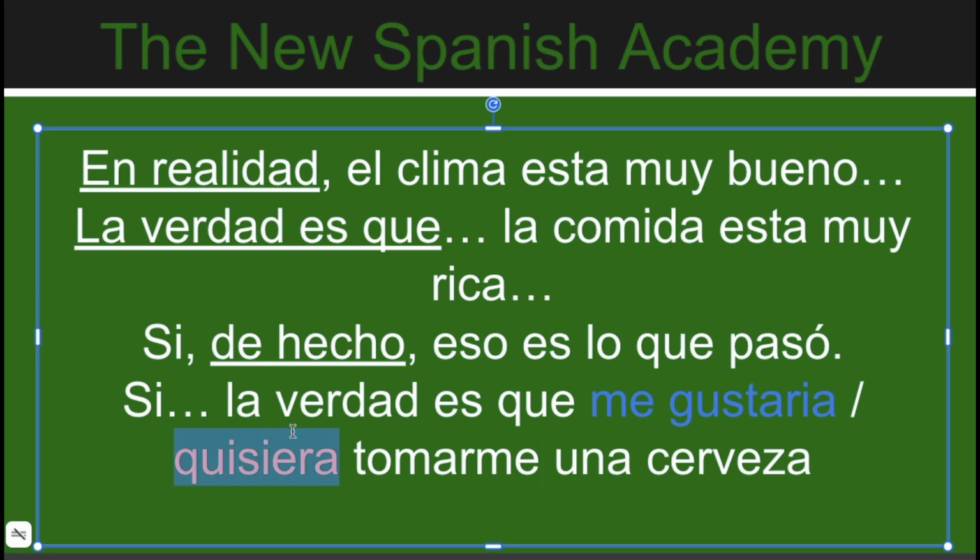And you can also say, la verdad es que quisiera tomarme una cerveza. So we got one word, quisiera, me gustaría, and this you will also learn in the verb course, which is a killer. It's a killer. Really, really amazing.